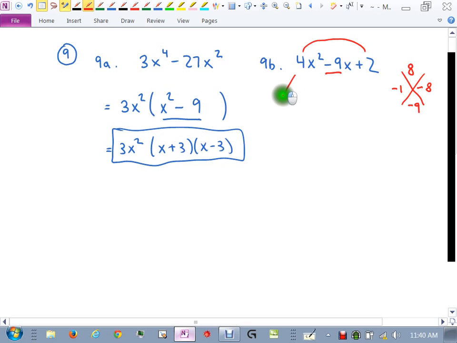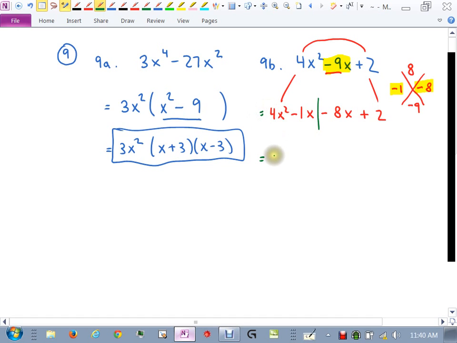So I rewrite this problem. I just rewrite the 2 ends. And then in the middle, that negative 9x, I use these 2 numbers to rewrite it. So I use negative 1x minus 8x, and then I had that plus 2 at the end. Then at this point, I have 4 terms. I can do grouping on this.